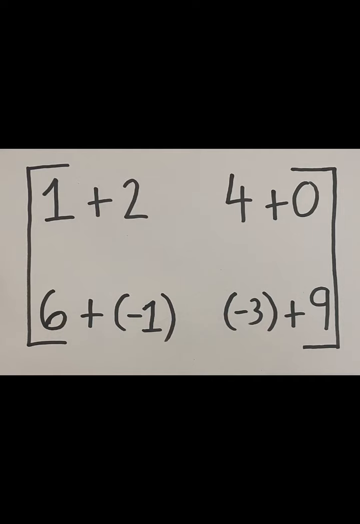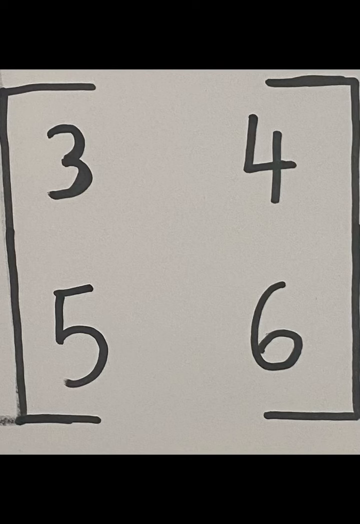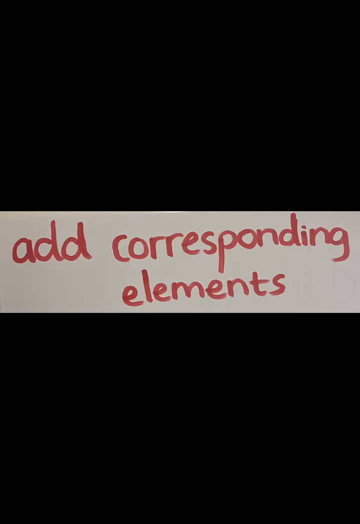And now we will add the corresponding entries, which will be equal to 1 plus 2 equals 3, 4 plus 0 equals 4, 6 plus -1 equals 5, -3 plus 9, which will equal to 6, and that completes the final matrix. To add these two matrices, we added the corresponding elements of the matrices. In addition, you should observe the order of the final matrix we got. It has the dimension 2 times 2, which will always be the same as the dimension of the individual matrices.